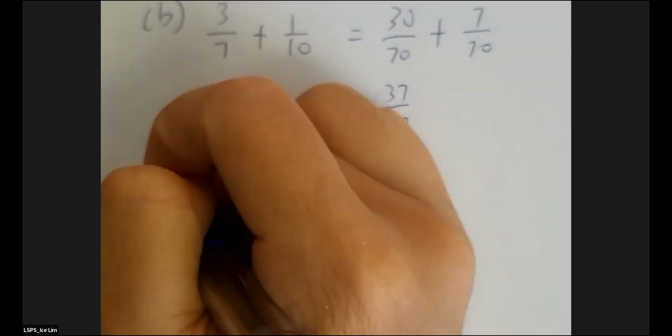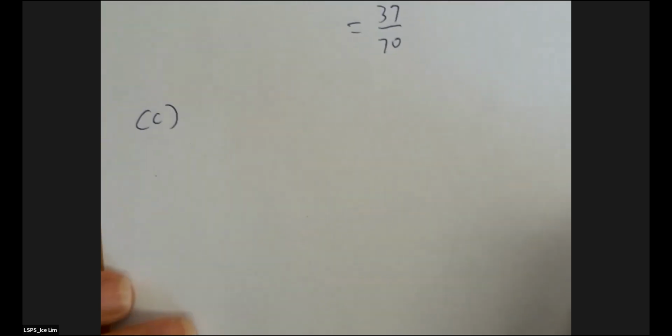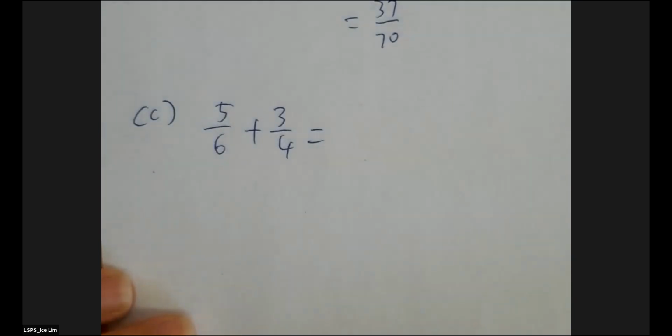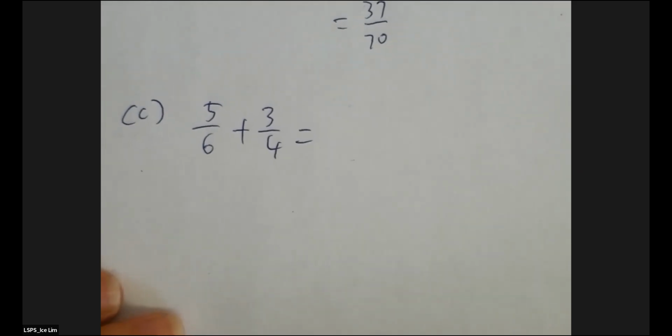Okay, so fast, huh? Okay, C. Ready? 5/6 plus 3/4. I'll give you 6 seconds. 1, 2, 3, 4, 5, 6.